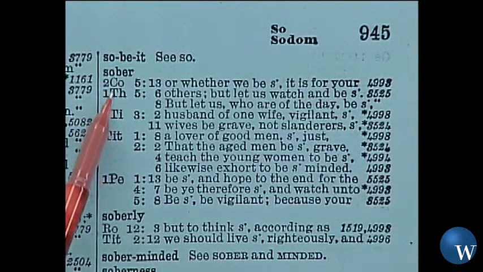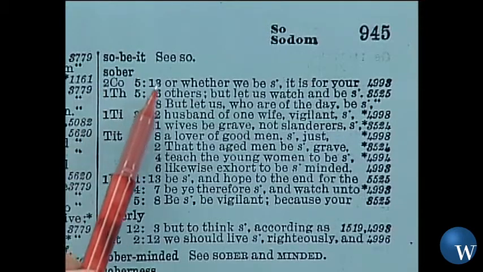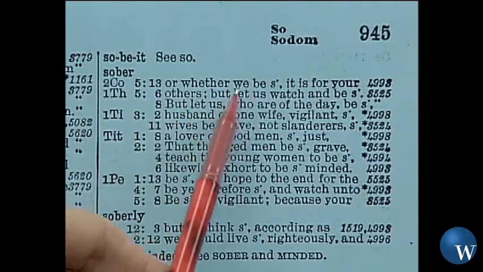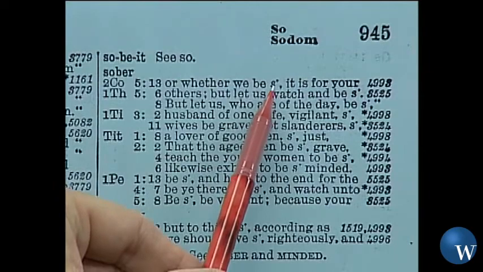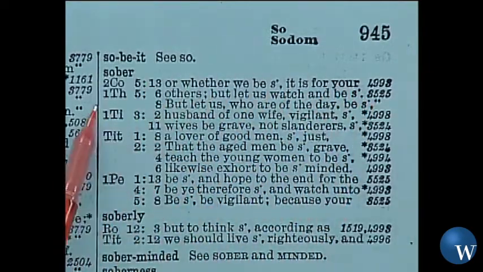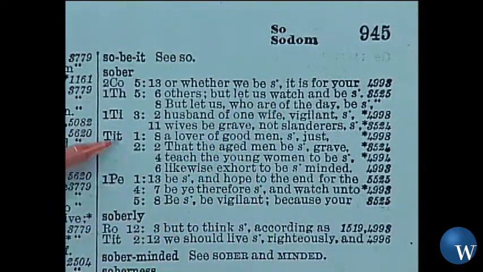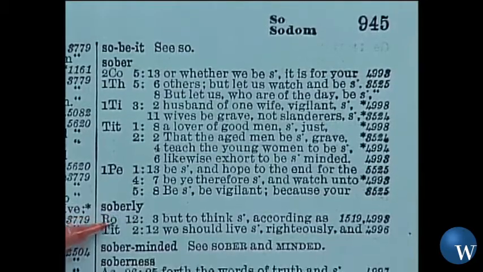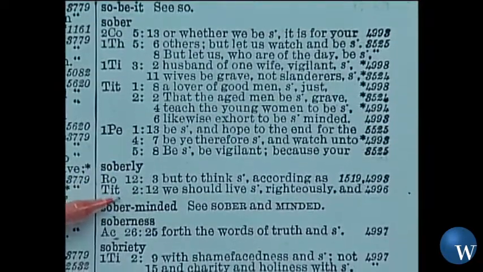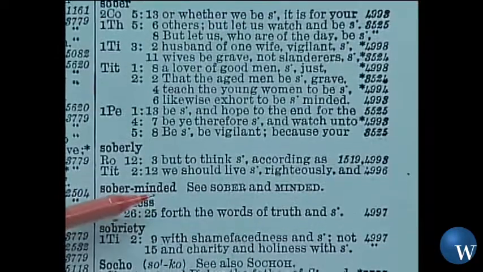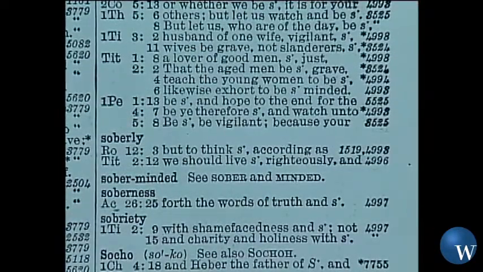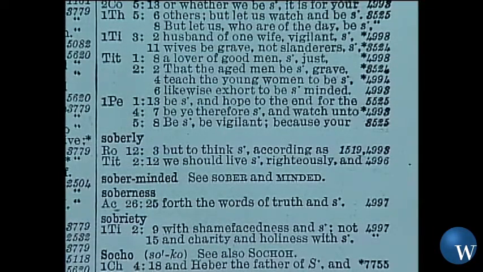and you would find it, and you would see then a listing of where "sober" is used: 2 Corinthians 5:13, "or whether we be..." and then they just abbreviate it, S, sober, "it is for your..." 1 Thessalonians 5:16. They give you just a portion of that scripture. So it lists every place the word "sober" is found, and then when you come across the word "soberly," it'll list everywhere that one is found as well, okay? And then "sober-minded." So that's what an English concordance can do for you, a very helpful tool. So get yourself an exhaustive concordance and use it in that regard.